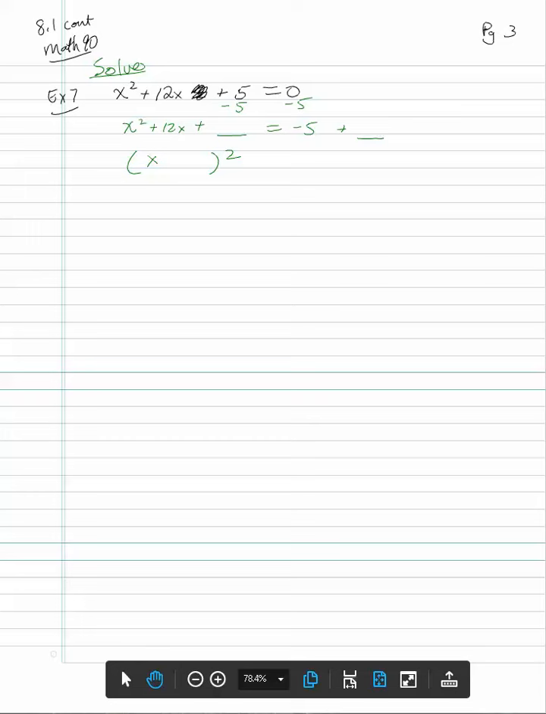Remember, x times x is x squared. We're factoring this trinomial. We're using the idea of a perfect square trinomial. This is the completing the square technique.